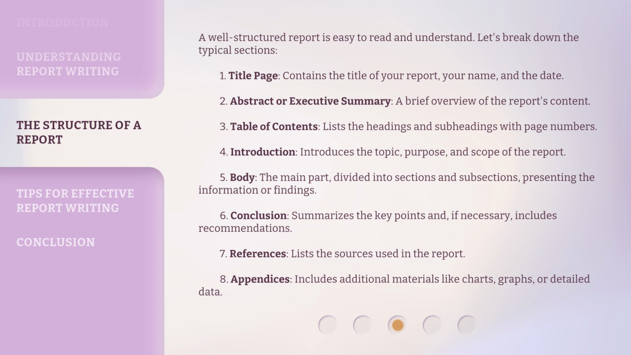5. Body. The main part, divided into sections and subsections, presenting the information or findings. 6. Conclusion. Summarizes the key points and, if necessary, includes recommendations. 7. References. Lists the sources used in the report. 8. Appendices. Includes additional materials like charts, graphs, or detailed data.